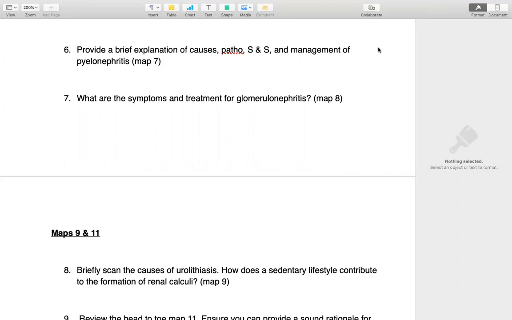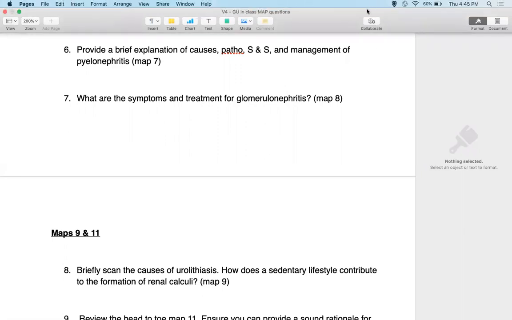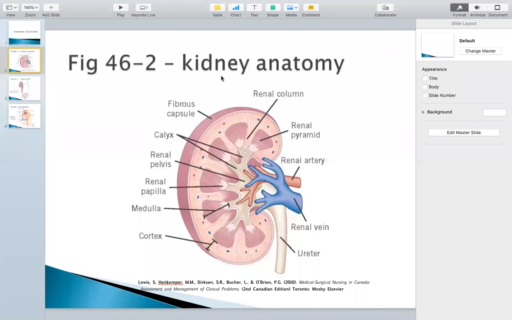So the first topic is on basically the management of pyelonephritis. So what is that? And how do we manage it? So the renal pelvis is down in here. As you can see, pyelonephritis is inflammation of this area. So it's inflammation of this area of the kidney.